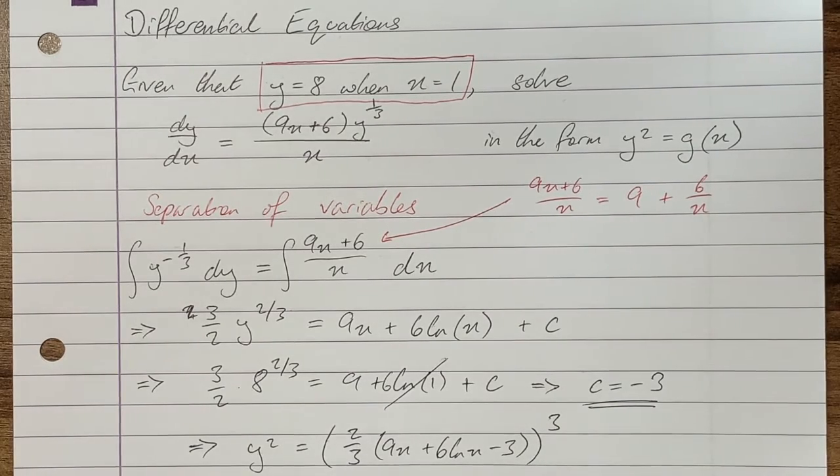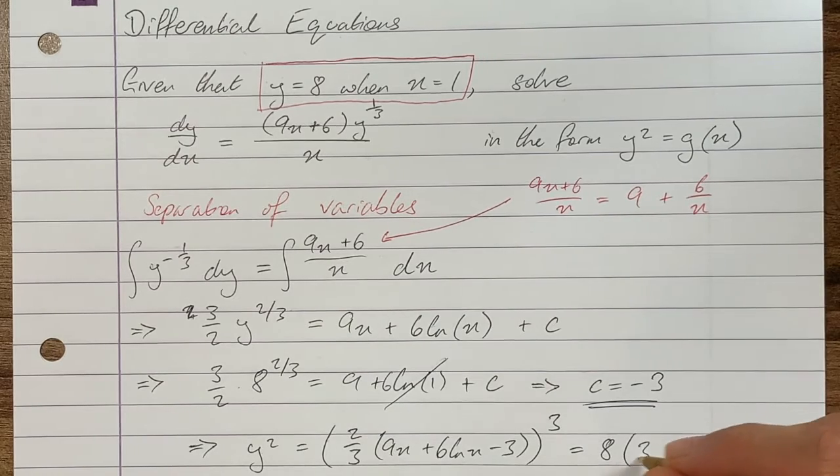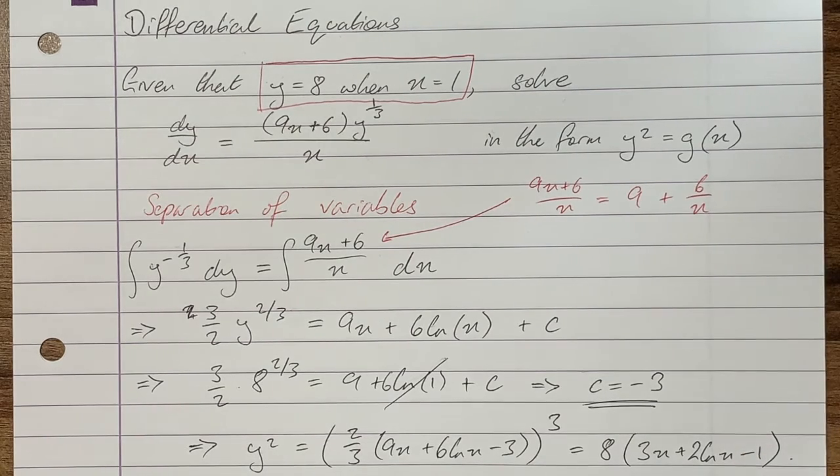And if we tidy that up, that is the same as 8 lots of (3x plus 2 ln x minus 1). And that's the final answer.